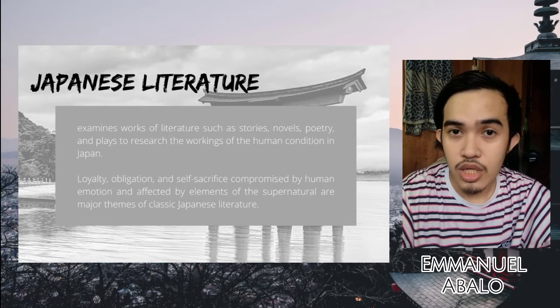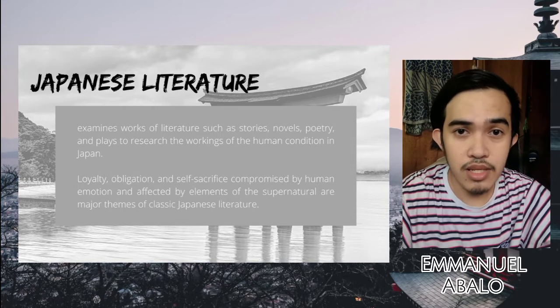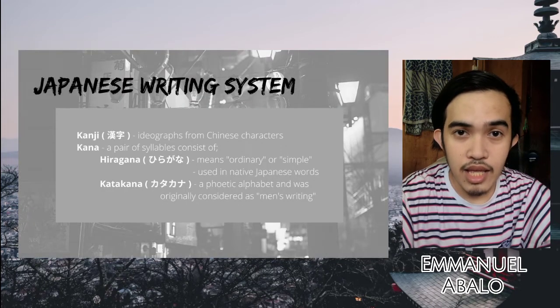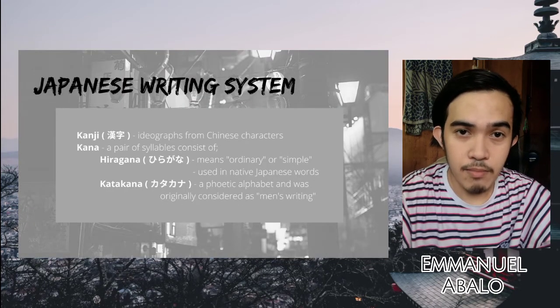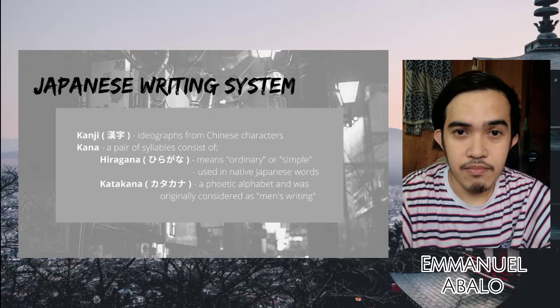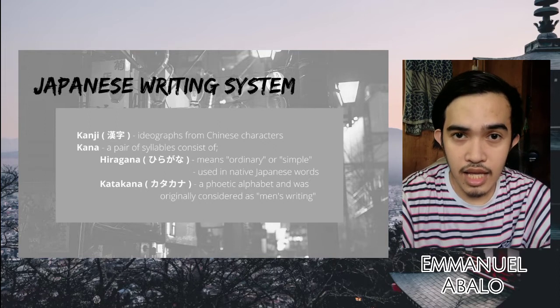Loyalty, obligation, and self-sacrifice compromised by human emotion and affected by elements of the supernatural are the major themes of classic Japanese literature. In Japan, they have their own writing system. Japan has mainly two types of writing system, the kanji and kana. The kanji are ideographs from the Chinese characters. The term kanji in Japanese literally means hand characters.